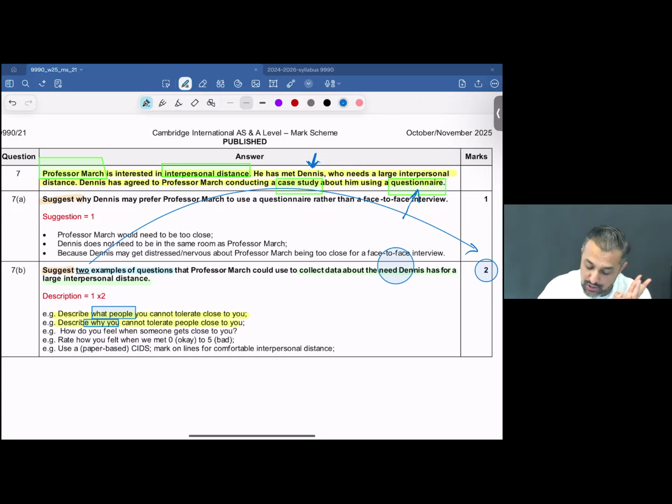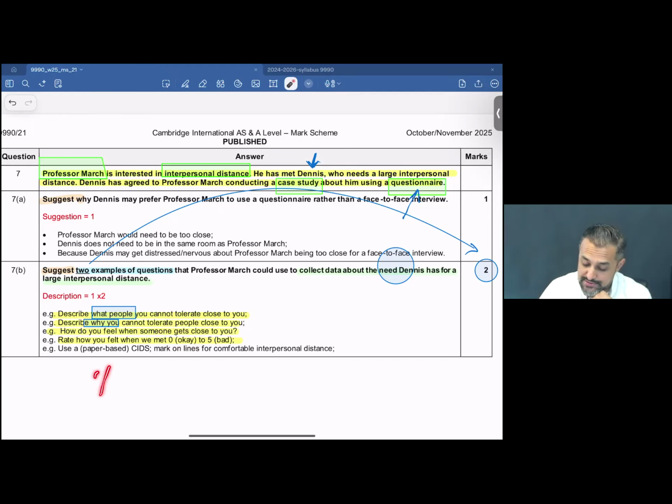How do you feel when someone gets close to you? Rate how you felt when we met, 0 is okay and 5 is bad. Now, in this case, where you are wanting to gather quantitative data, make sure that you're operationalizing and clarifying what 0 means over here and what 5 means.